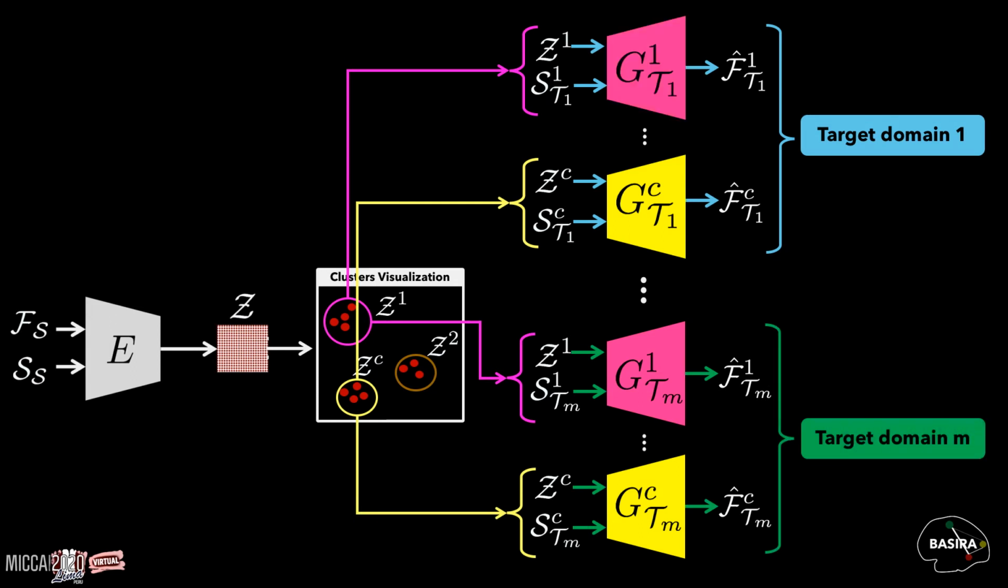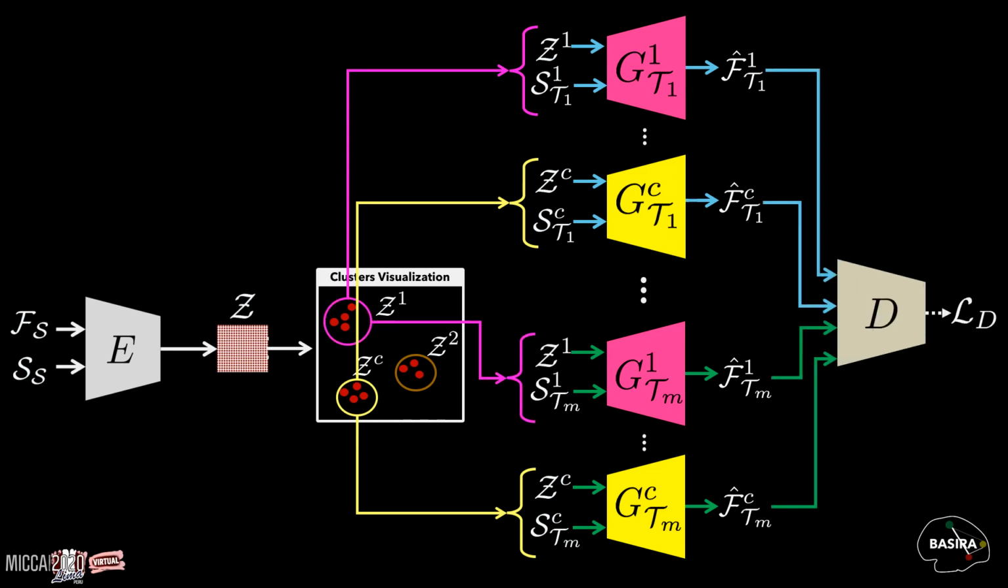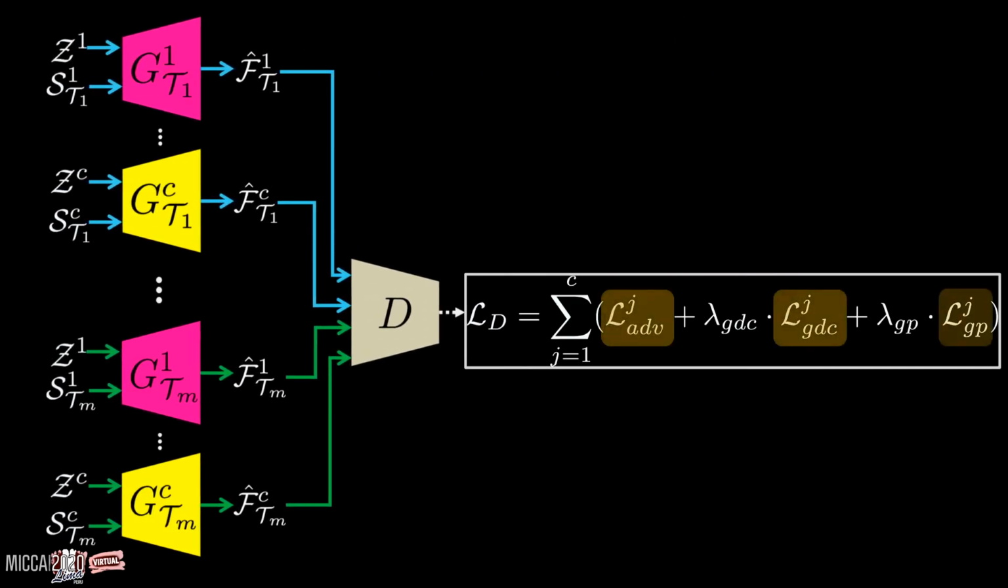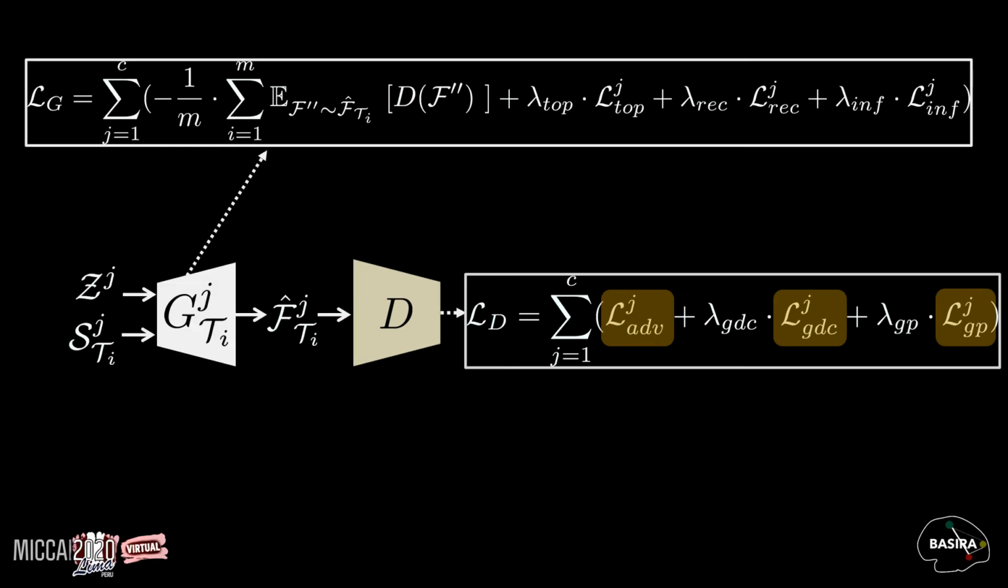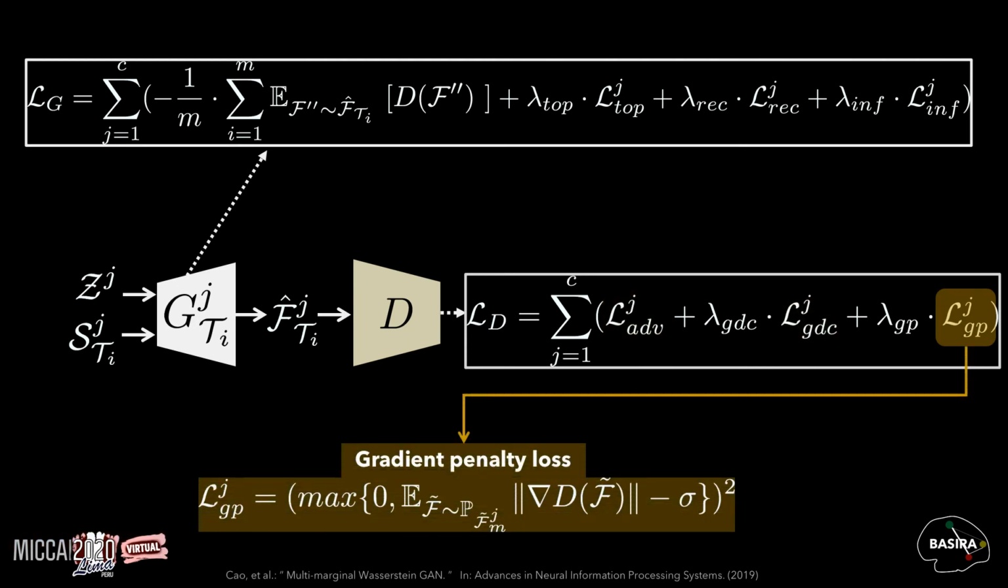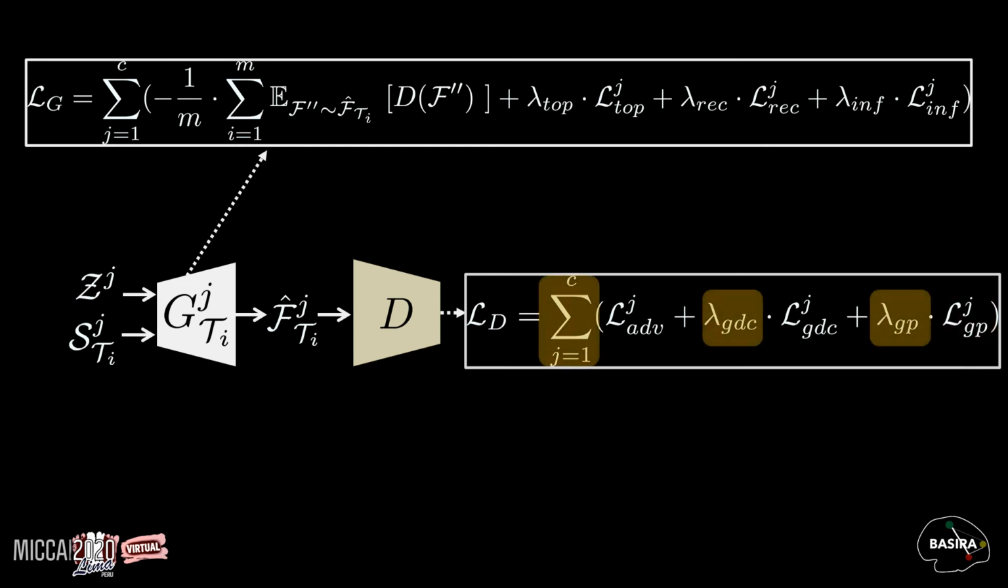So for example, here we have the pink generator aiming to produce the graphs in the target domain 1 of the samples belonging to the pink cluster, and this one generates the target graphs in the domain M of the same pink cluster. All of the predicted target graphs are optimized using the discriminator D, defined as a GCN model, which has a loss function composed of 3 terms computed for each of the C cluster-specific generators. The first one is the adversarial loss, the second one is the graph domain classification loss, and the last term is the gradient penalty. After computing these 3 terms, we compute the final loss of the discriminator, which sums up the loss terms of the C clusters and adds 2 hyperparameters to control the relative importance of these terms.